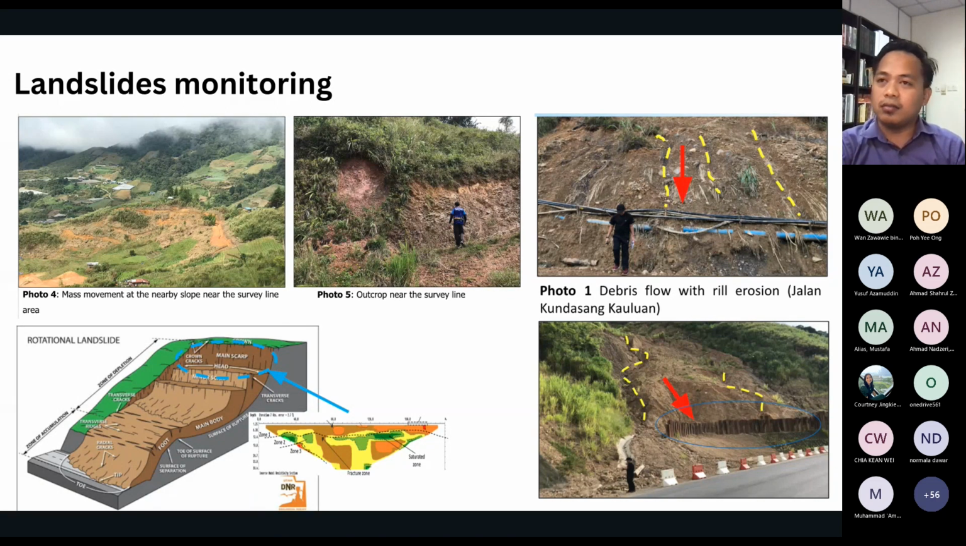He wanted to monitor all the dormant landslides, or what we call tanah runtuh pendam tua. We believe that the landslide that happened within Kundasang, Sabah is a huge system as well, not just a small portion, but developed over a huge region or area. So this is landslide monitoring.